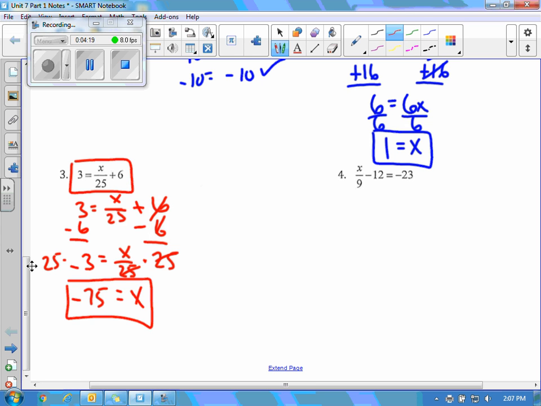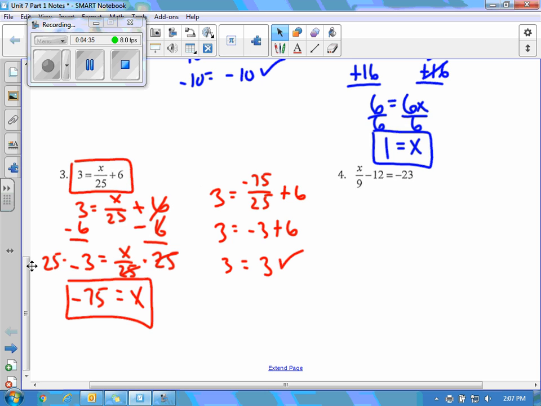I need to check that solution, so I'm going to plug in negative 75 for x: negative 75 over 25 plus 6. Divide that, I get negative 3 plus 6. I get 3 equals 3, so I know I've done it correctly. I'll leave number 4 for you guys, so I can remember 1 and 4 in that section.